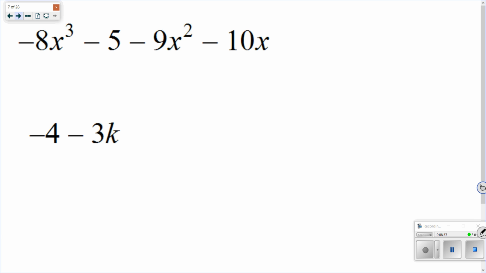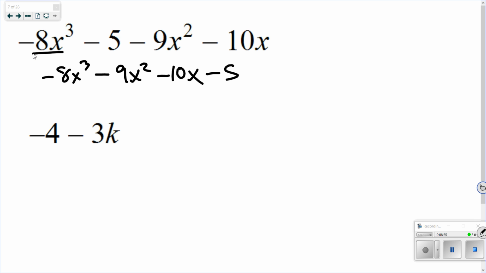Let's do a couple others. Okay, so let's take that top one. Let's first write it in standard form. So the highest power is the -8x to the 3rd. I'm going to put that first. Next is the x squared. Next is the 10x. Next is the -5.